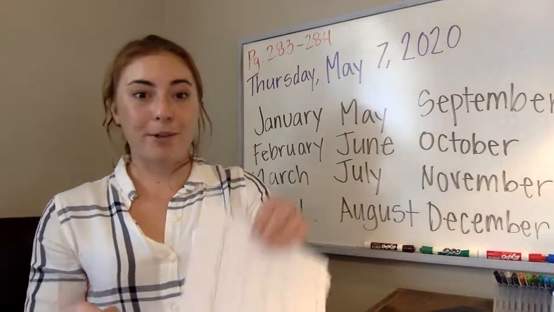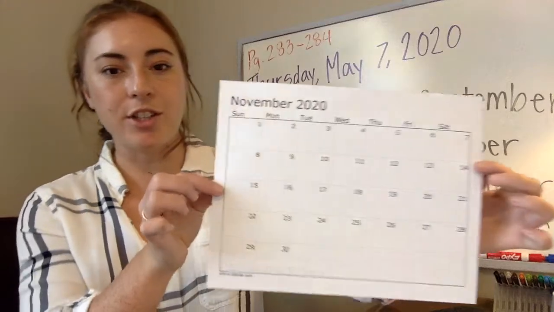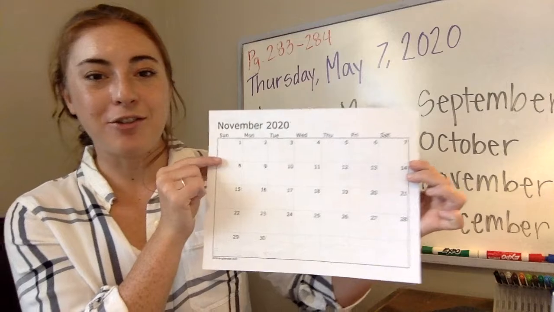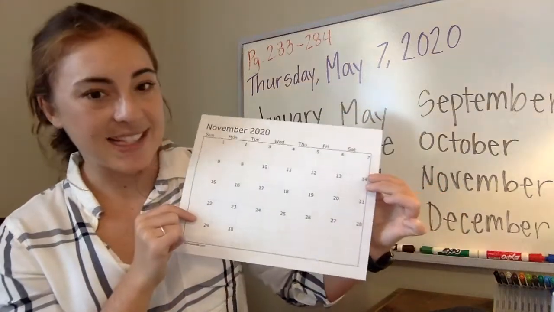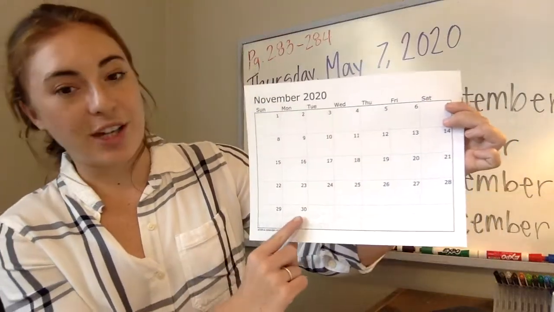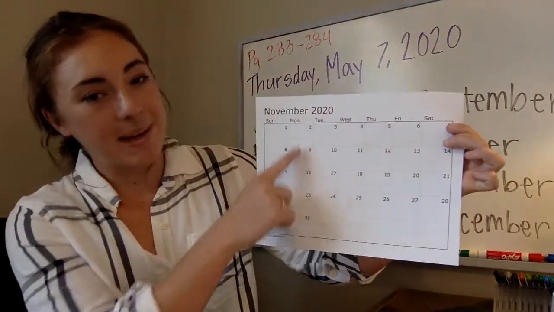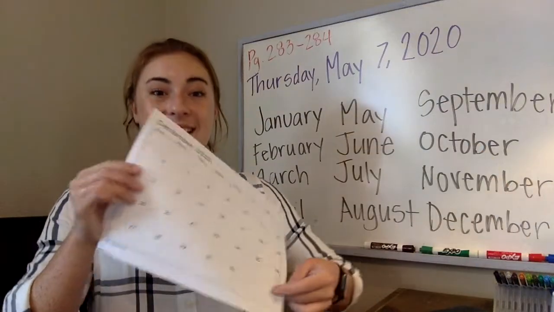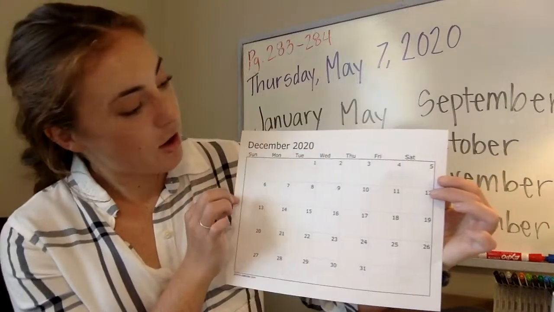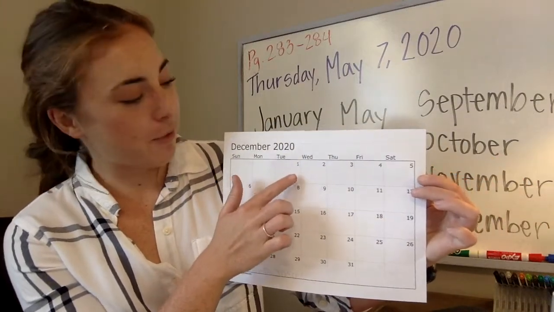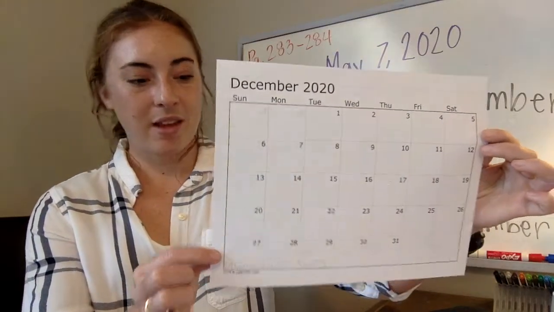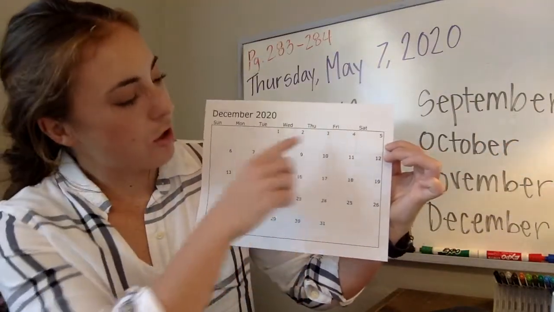Let's look at November. When is the first day of November? On Sunday. Sunday, November 1st. When is the last day of November? The 30th. And it's on a Monday. And December. When's the first day of December? On Tuesday. Tuesday, December 1st. When's the last day of December? The 31st, on a Thursday.